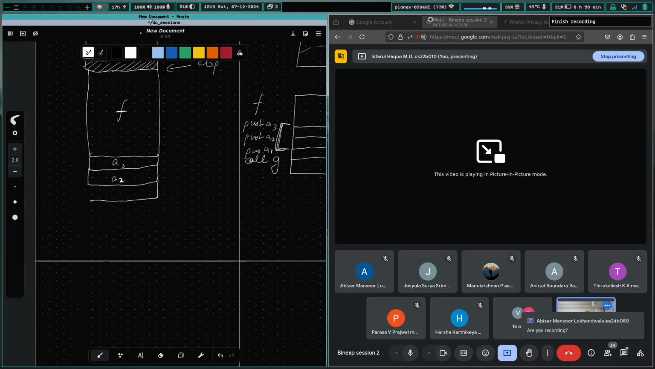Next A1 is pushed. Yeah, I am recording. So you see the top right. If this isn't there, just tell me, because this is the recording indicator.